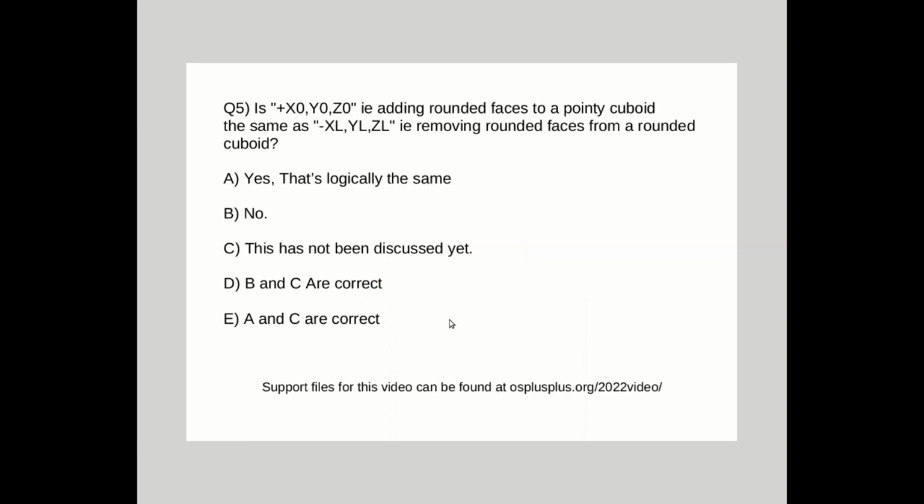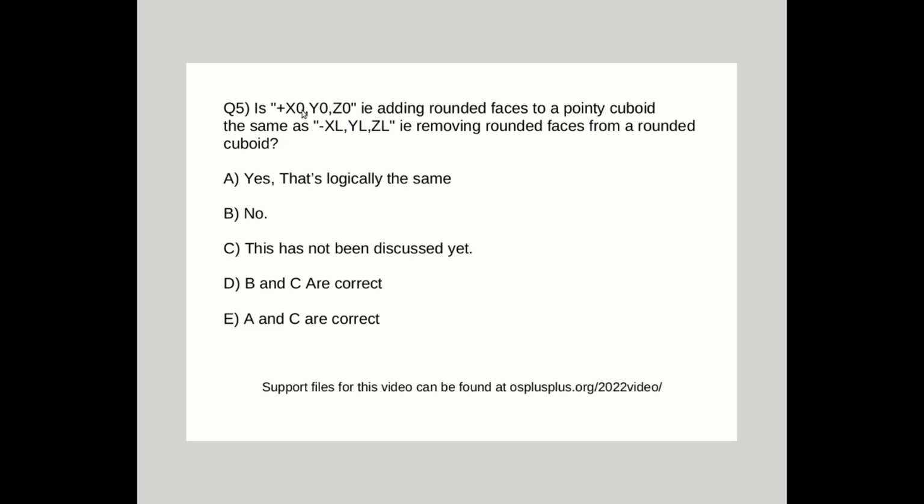Question 5. Oh, this is a nightmare. Right. Question 5 is plus XO in the new format, YO, ZO. I'm adding a rounded face to a pointy cuboid. I'm adding the same as removing rounded faces from the rounded cuboid. So XO is at the bottom, XL is at the top. YO is at the bottom, YL is the opposite of YO. ZO is the proper bottom, ZL is the top.